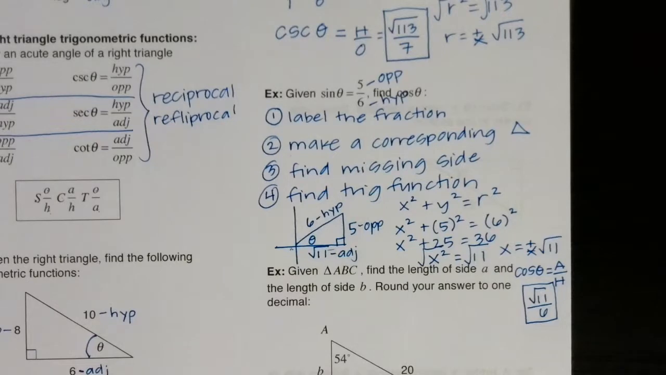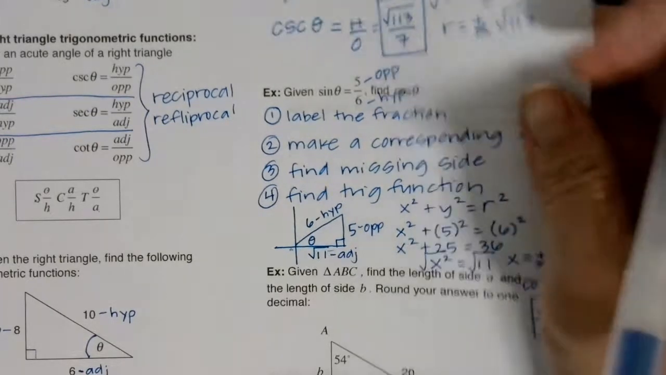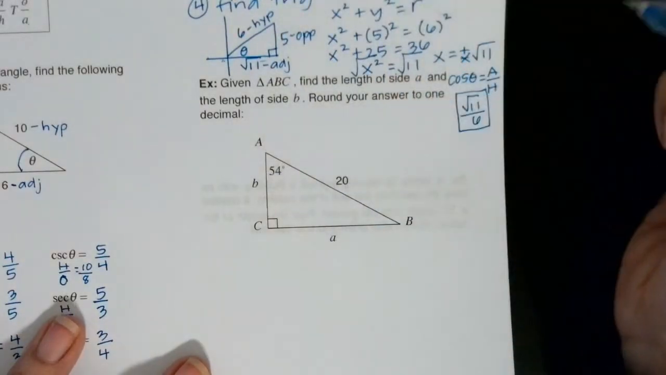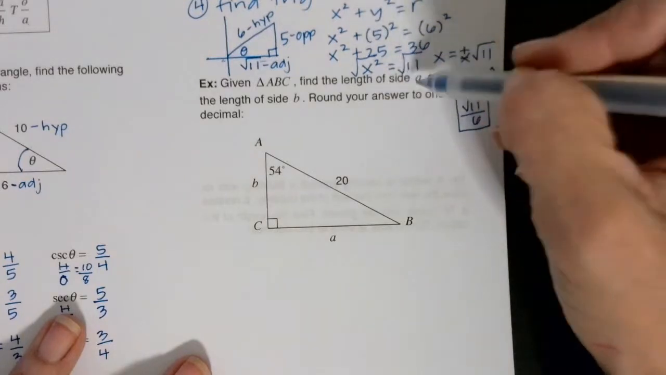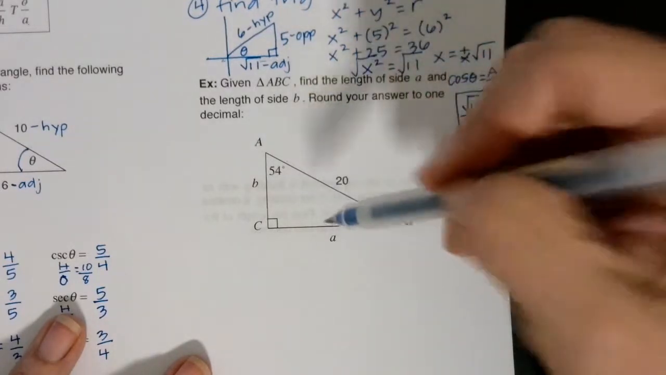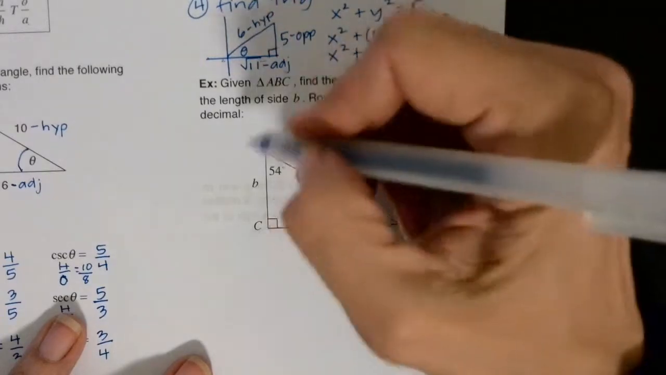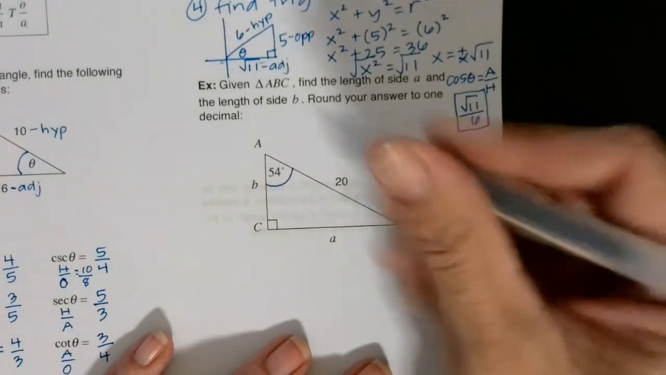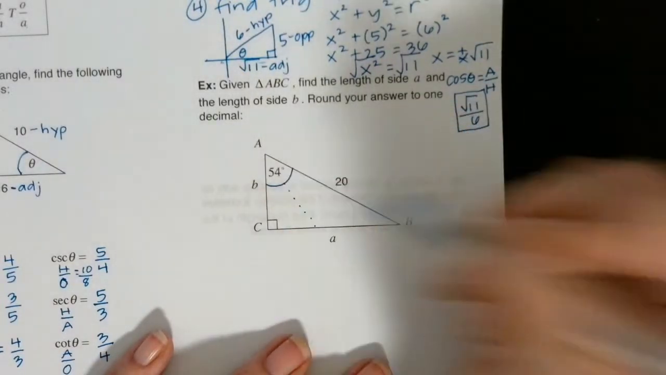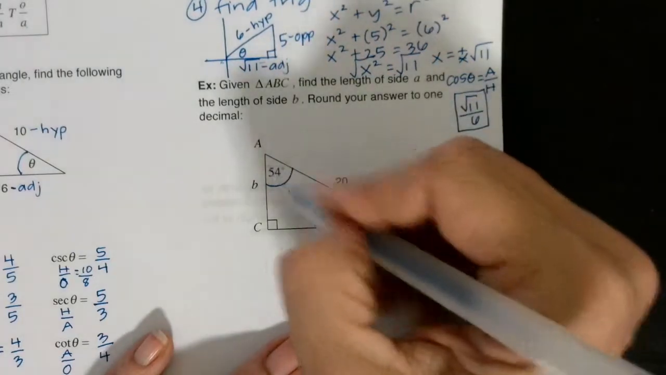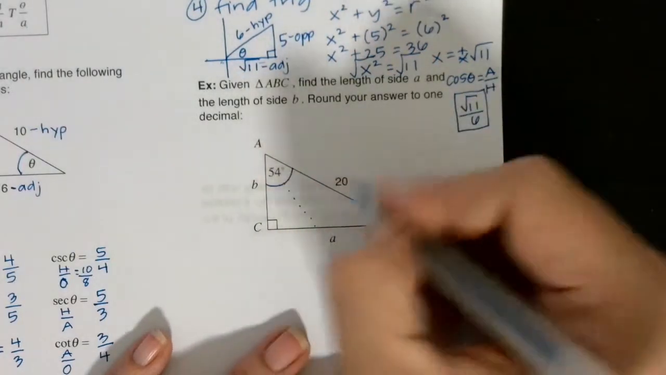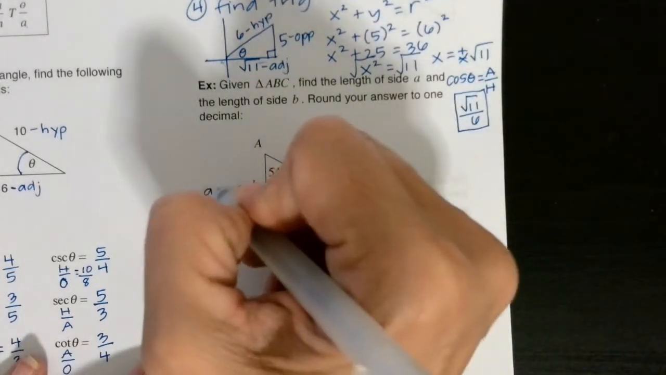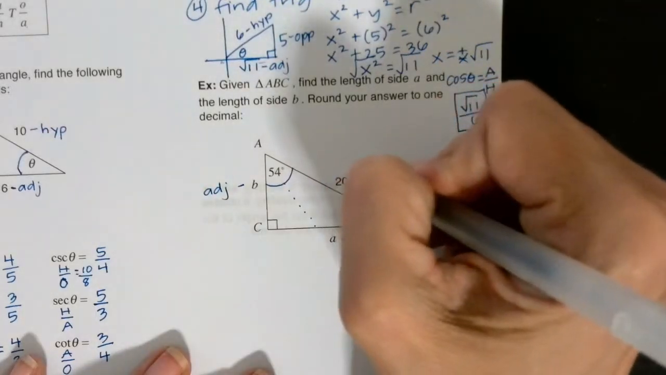Alrighty, now they give us a triangle. It's triangle ABC, and just a friendly reminder, angles are capital letters, sides are usually notated in lowercase letters. Find the length of side A and the length of side B. So we need to find the length of side A. This one's a little different. We are going to set up a trig function, and we're going to use our calculator. So with respect to this 54-degree angle, this is opposite, and this one is adjacent, and this one is the hypotenuse.